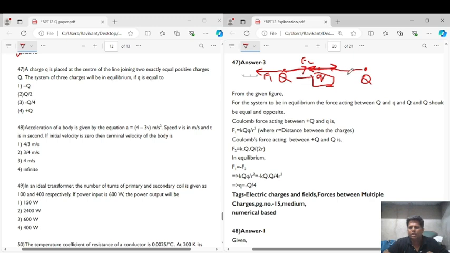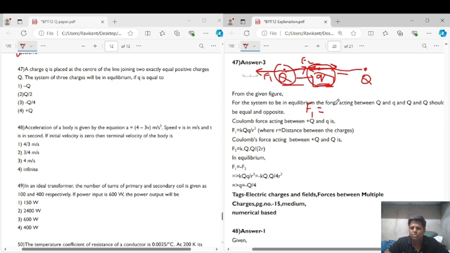The distance is same, charges involved are same, therefore the net force on small q will be 0. We can see it from here. But to find for what value of small q the net force on capital Q will be 0, we will have to equate the two forces.